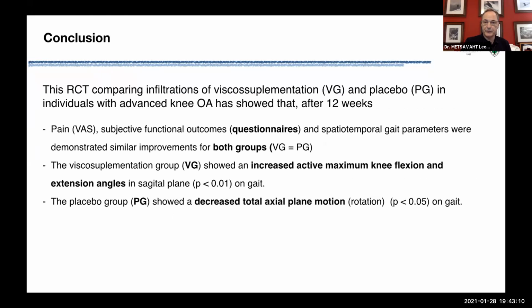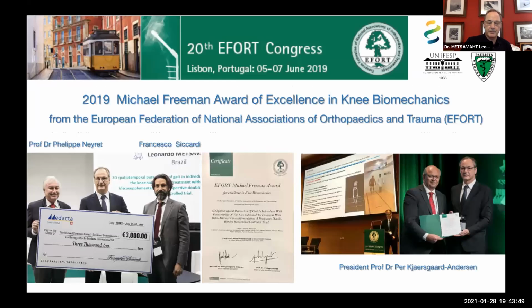Our conclusion is that infiltrations comparing viscous supplementation and placebo may not show any statistical difference in subjective analysis, small sample size subjective analysis, or gait parameters, but they showed a statistically significant increase in maximum active extension and flexion of the knee, and decreased total knee plane motion of the placebo group.